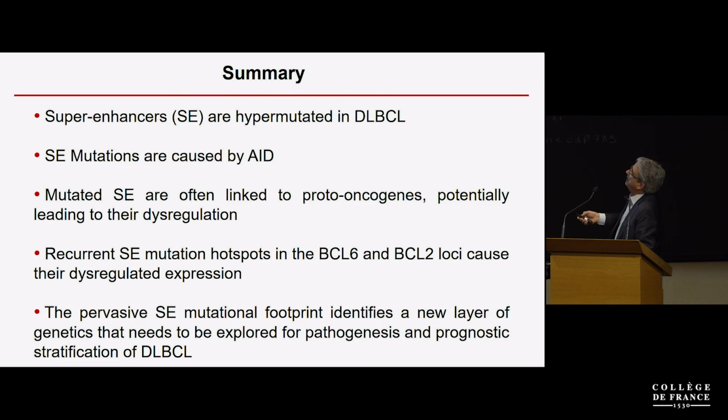So in summary, super-enhancers hypermutated in LBCL are a pervasive phenomenon, caused by AID, linked to proto-oncogenes and a number of regulatory genes. Proof of concept shows there is an effect on maintenance of phenotype from BCL6, BCL2, CCR4. We think this is a new layer of genetics that needs to be explored, both for the pathogenesis, because there will be a lot of new genetic-based gene deregulation, and to complement the prognostic stratification of LBCL, which is based on coding domains.